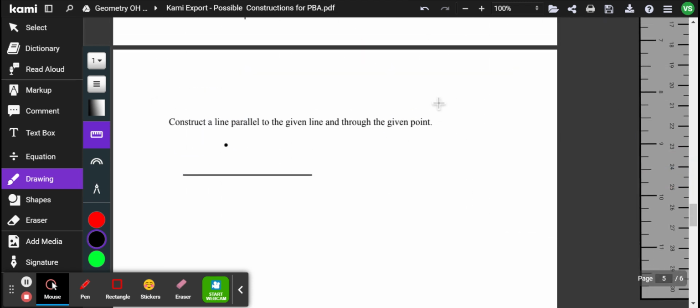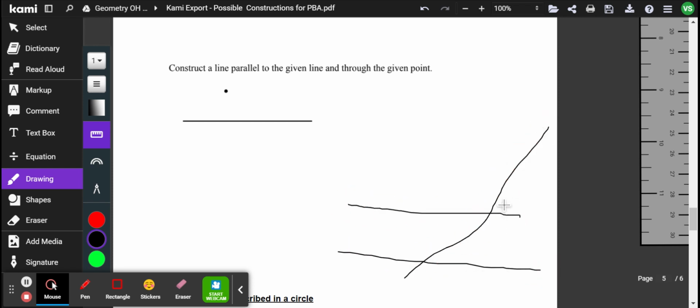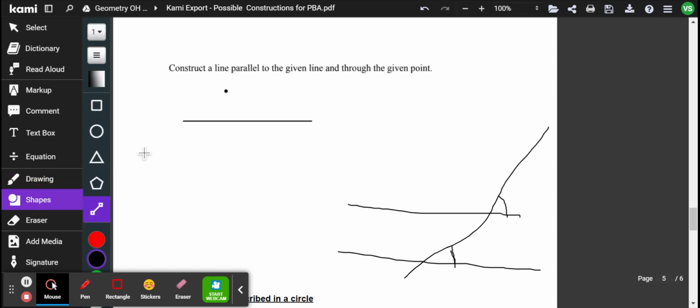Now, this other one is to draw a parallel line through this point, right? So we're trying to get a line parallel here. Remember, when we're drawing parallel lines, if two lines are parallel, and we have a transversal, this angle must be equal to that angle, right? So we're trying to replicate that. So the first thing I'm going to do is get something that represents a transversal coming up here.